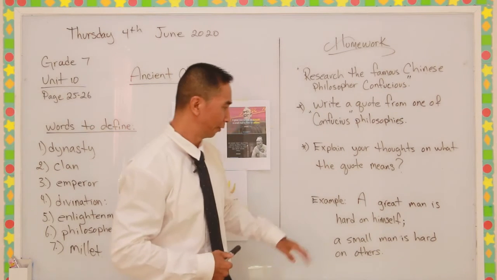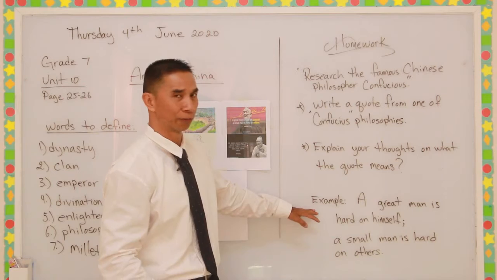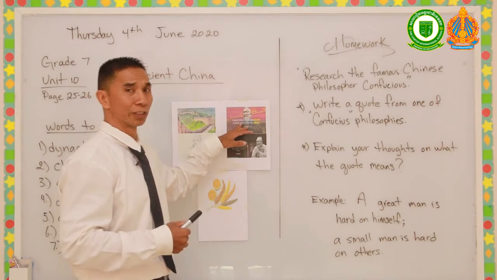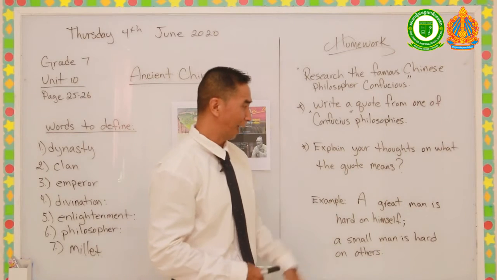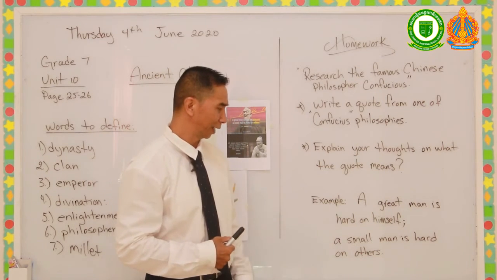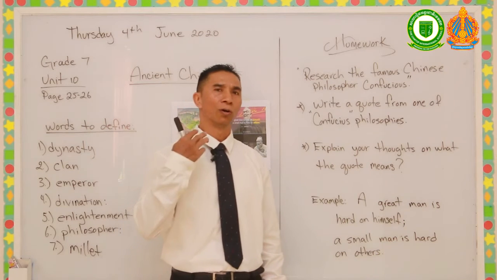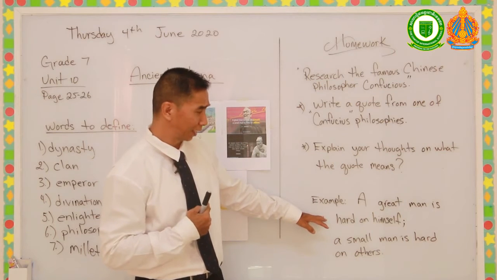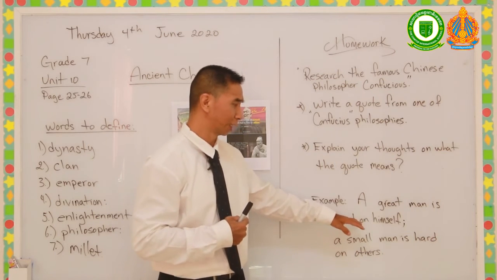For example, I have a quote here that Confucius wrote. This quote is from this picture. I will upload it so you can see it. It says, "A great man is hard on himself. A small man is hard on others." For me, my thoughts on this, or the knowledge that I got from this, is: a great man is hard on himself.